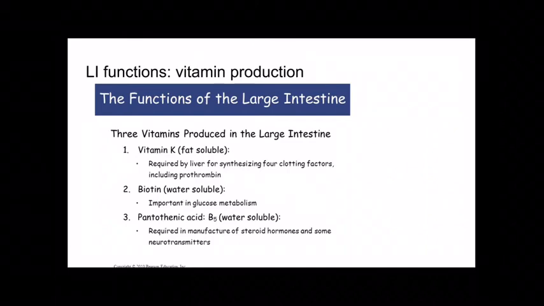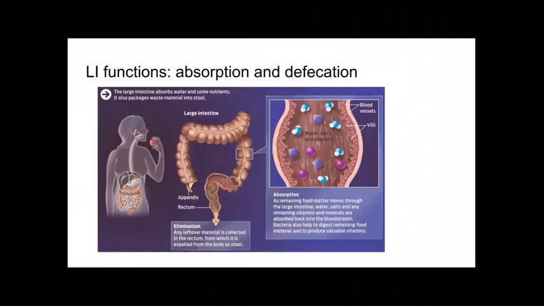So anyway, we carry around a little B vitamin factory and vitamin K factory in our large intestine. So vitamin production is an important function of the large intestine. And then our last two functions are absorption and defecation. So what gets absorbed in the large intestine? That would be water and ions. Here it's listed as salts, but that's ions. And vitamins. The vitamins that are being produced here are absorbed from the large intestine into the bloodstream.